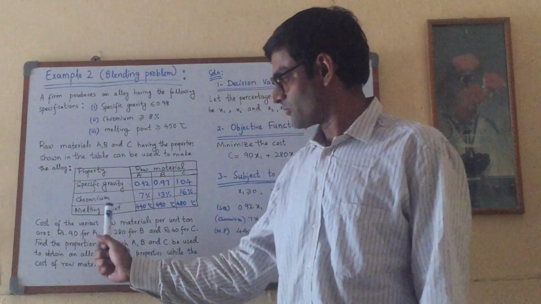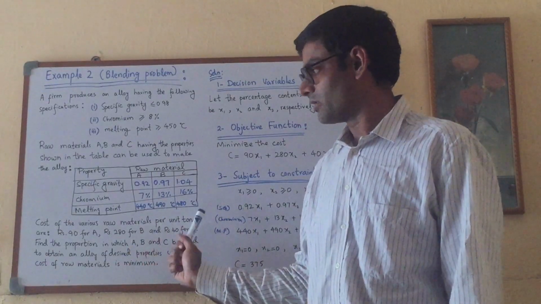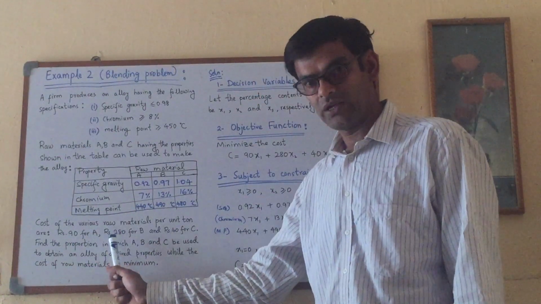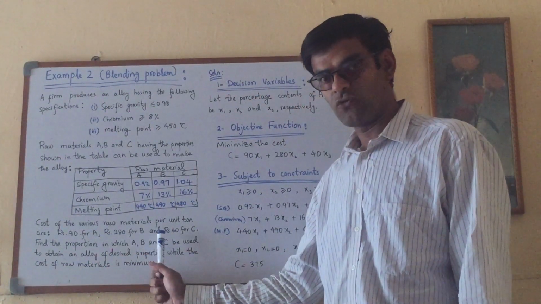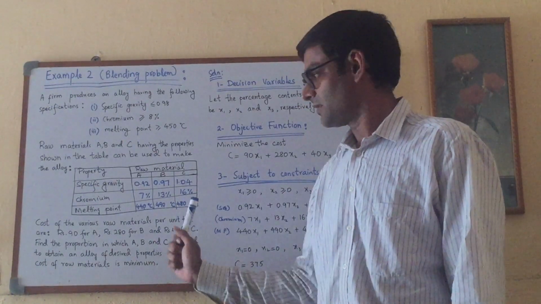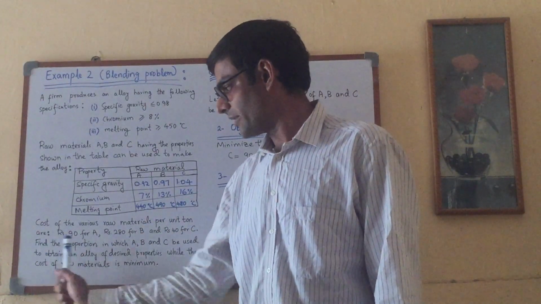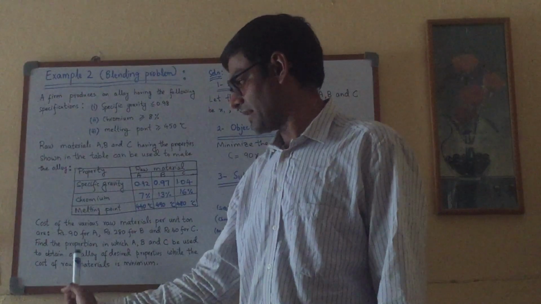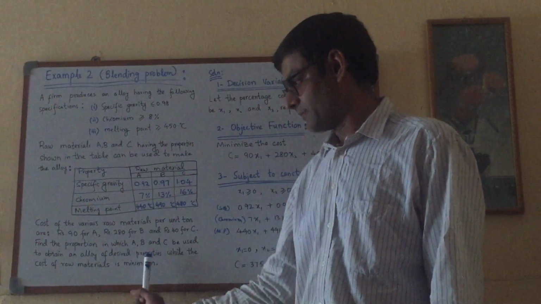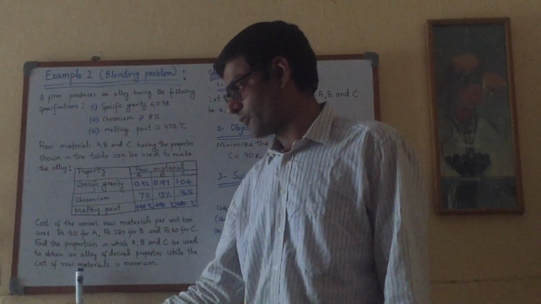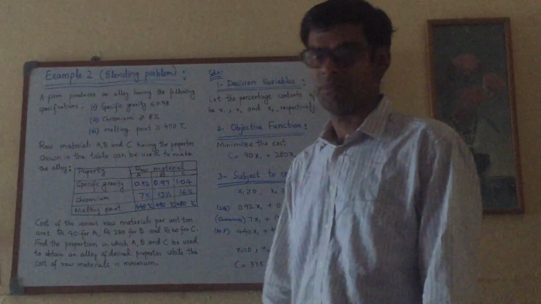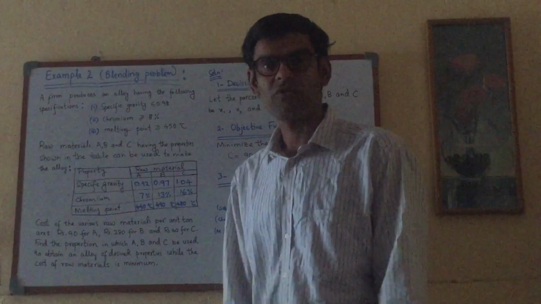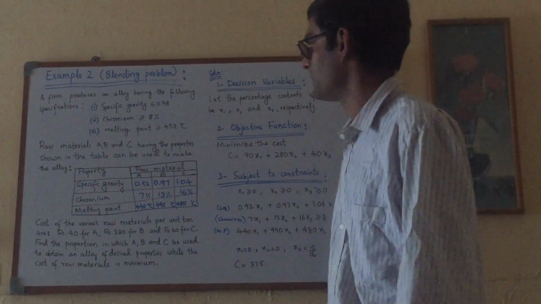Cost of the various raw materials per unit ton are 90 rupees for A, 280 rupees for B, and 40 rupees for C material. Find the proportion in which A, B, and C be used to obtain an alloy of desired properties while the cost of raw materials is minimum. So now we have to minimize our cost and find the value of x1, x2, x3.